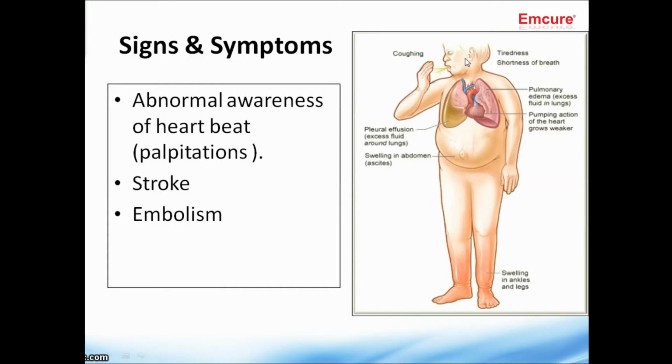Even when he is coughing, he has got some fluid in it. The lungs are full of water, or the medical term is pleural effusion, excess of fluid across the lungs. Then you have swelling in the abdomen, that is called ascites. So all these are signs and symptoms which are related to congestive heart failure. So the patient is aware of his own heartbeat, and the term used is palpitations. There is a potential of stroke and embolism.